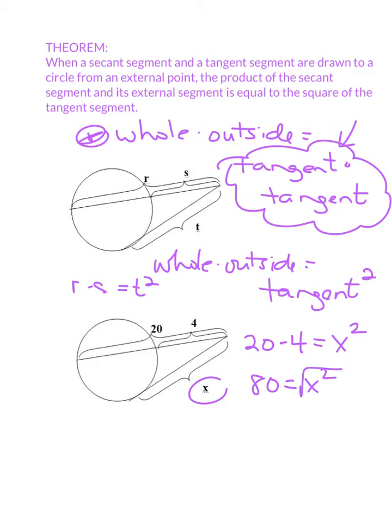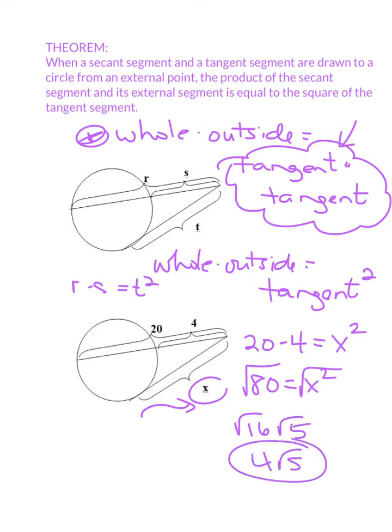Take the square root of both sides. Now again, I remember that my x value has to be positive. The highest perfect square that goes into 80 is 16, so I have the square root of 16 times the square root of 5, which is equal to 4 root 5 as the value of x.